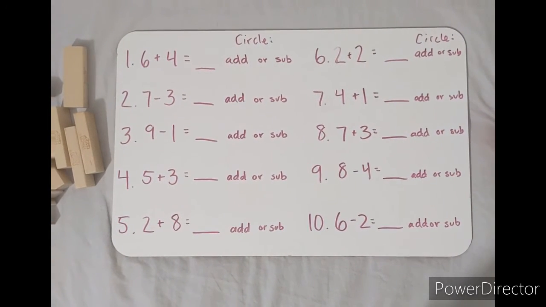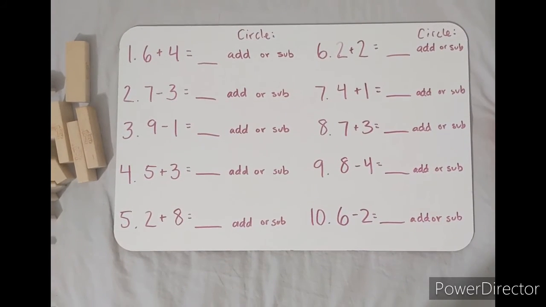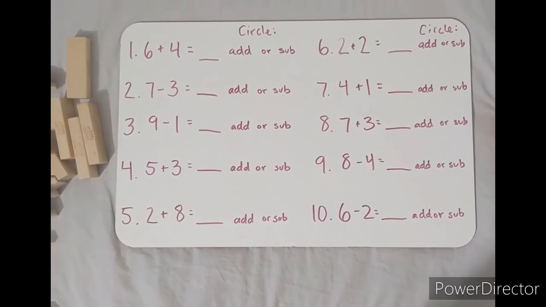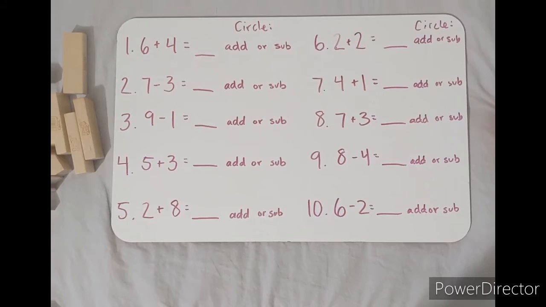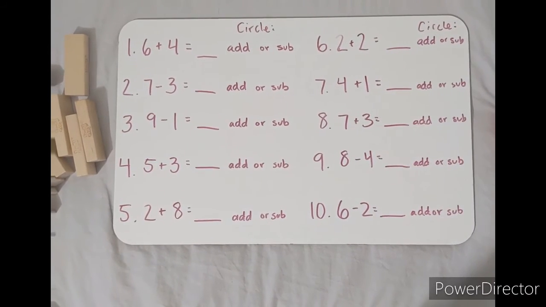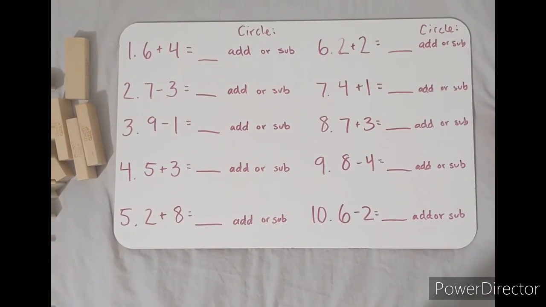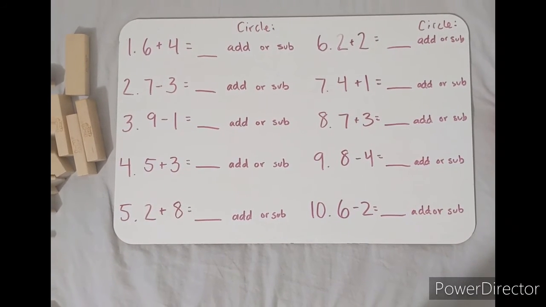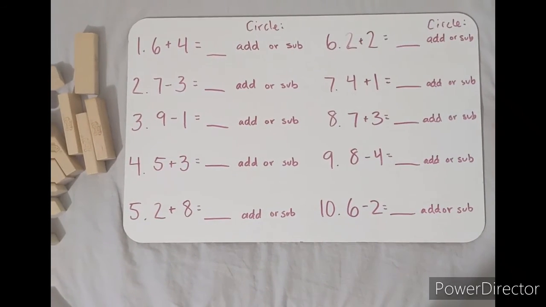They should be able to identify which problems require them to add or subtract based on the signs. If they want, they can circle the signs and write add or subtract underneath them to show that they understand. The students should use all the manipulatives they have learned to use to help them solve each problem.